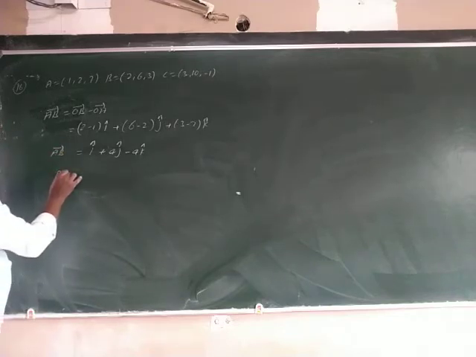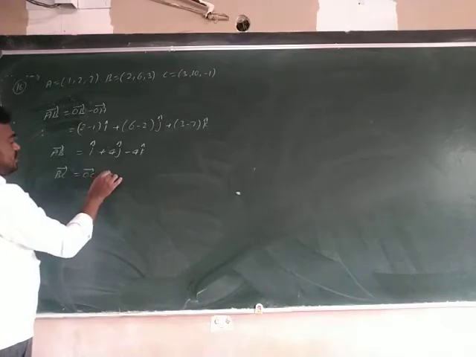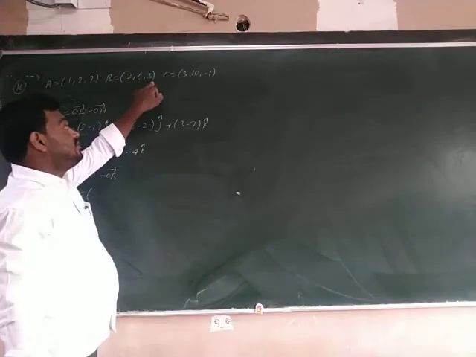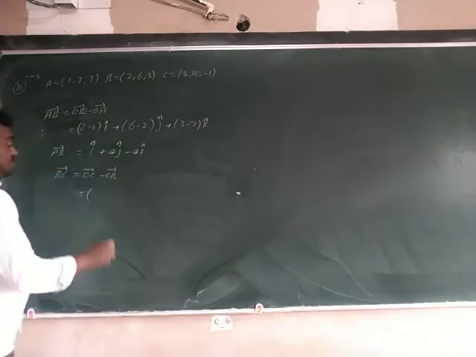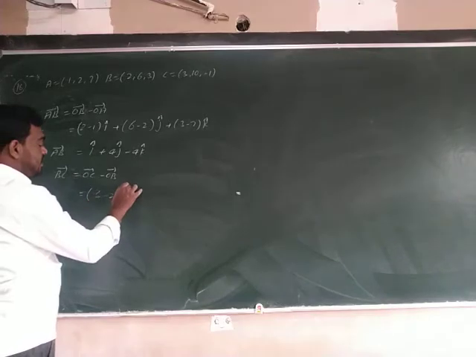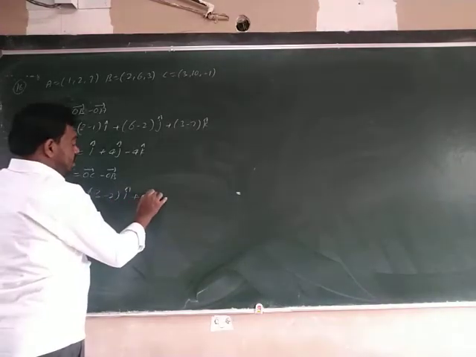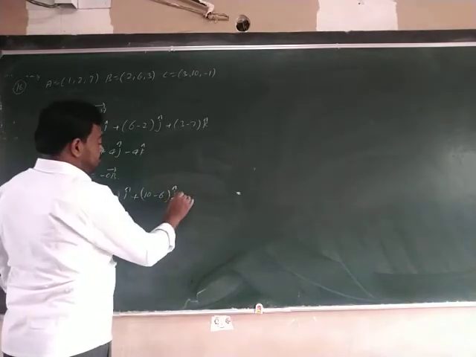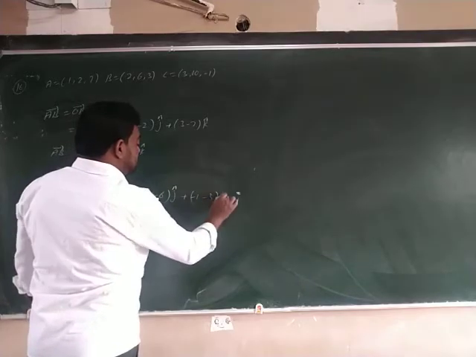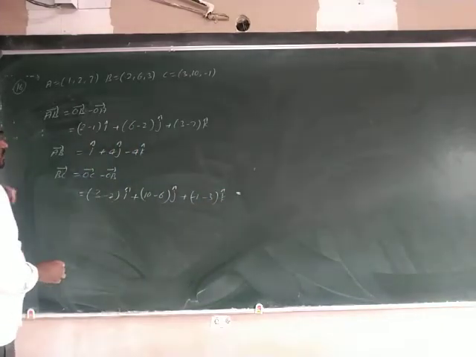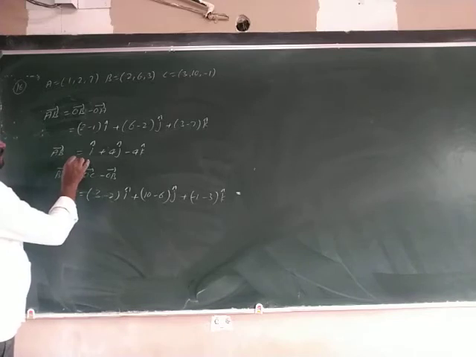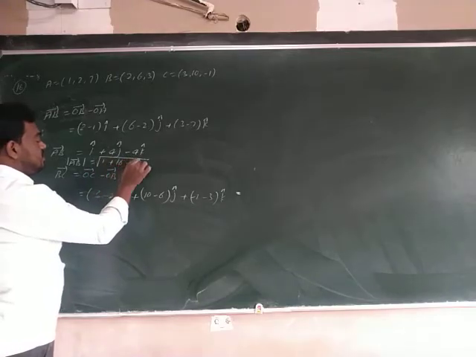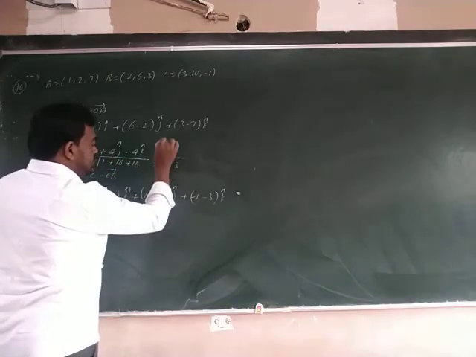Next you find vector BC, OC minus OB. Here this is x1 y1 z1, this is x2 y2 z2. So 3 minus 2 into I cap plus 10 minus 6 into J cap, next minus 1 minus 3 into K cap. Here only you find the magnitude. So this is 1 plus 16 plus 16, 32, 33. So square root of 33.